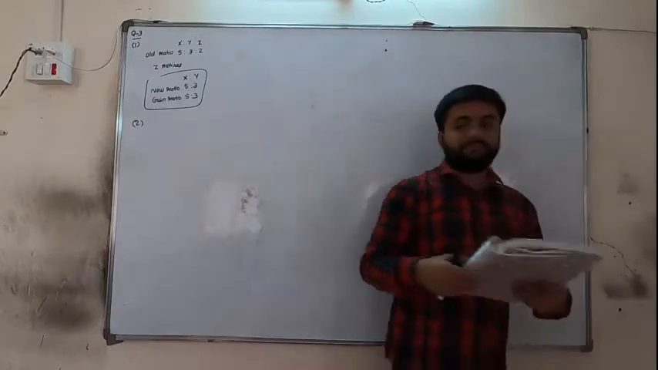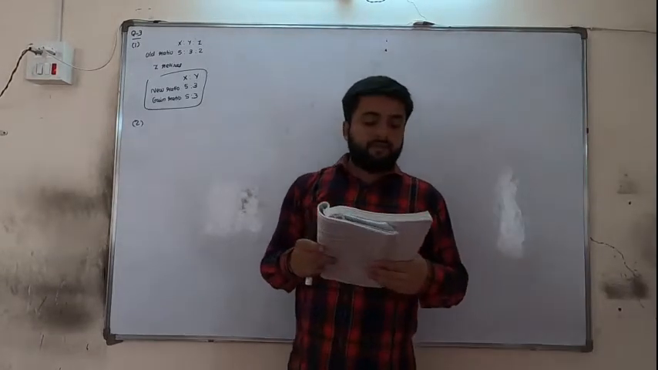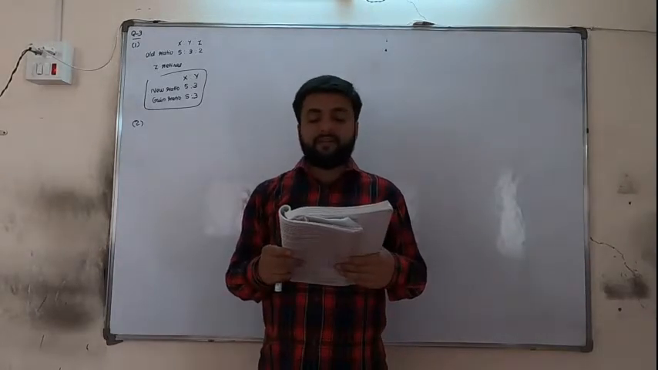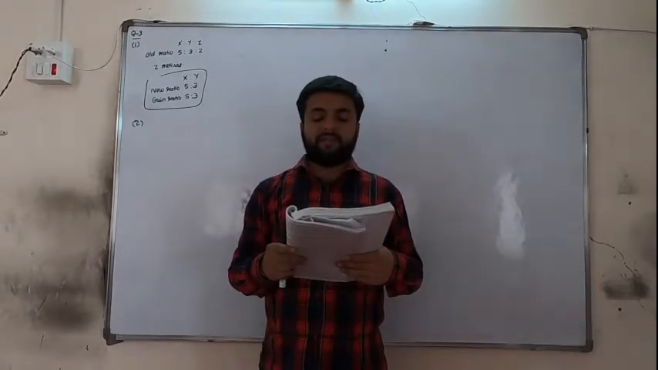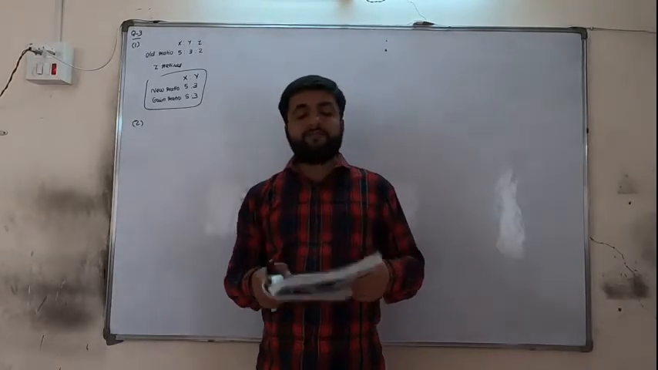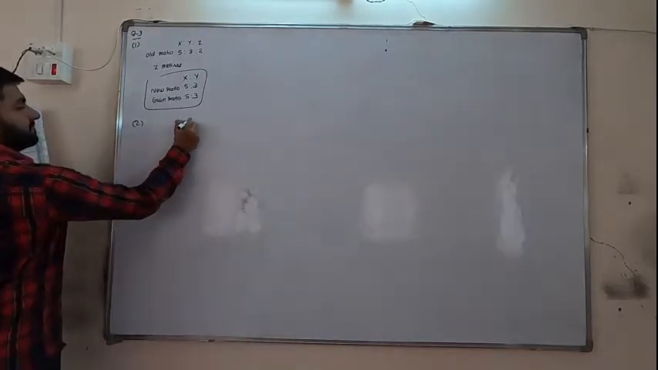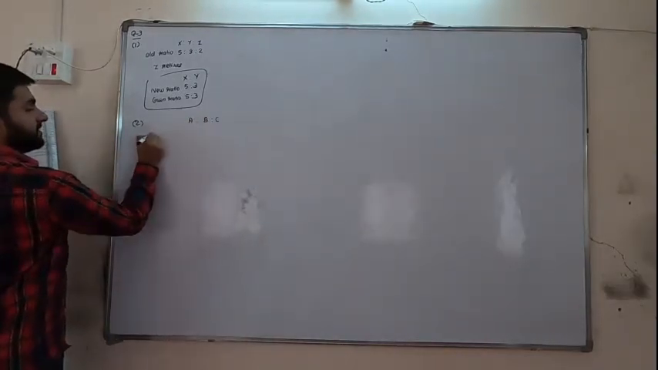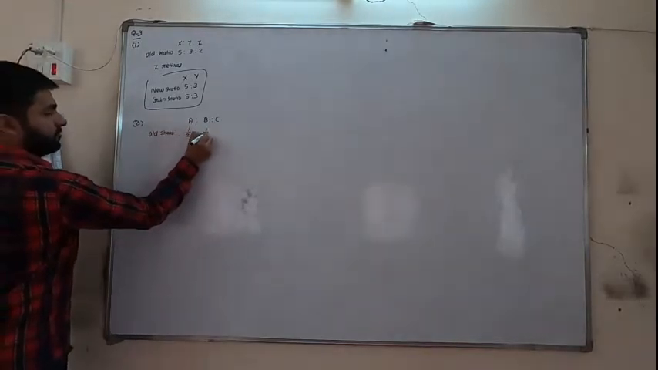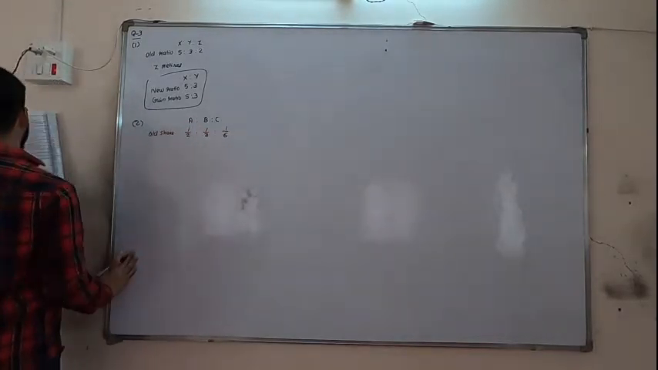Okay, second sum. A, B, C are partners sharing profit and loss in the ratio of 1/2, 1/3, 1/6 respectively. If A retires, B retires, C retires, find out the new and gain ratio. This is a little bit good sum. A is to B is to C. They are being given old shares 1/2, 1 by 3, 1 by 6.